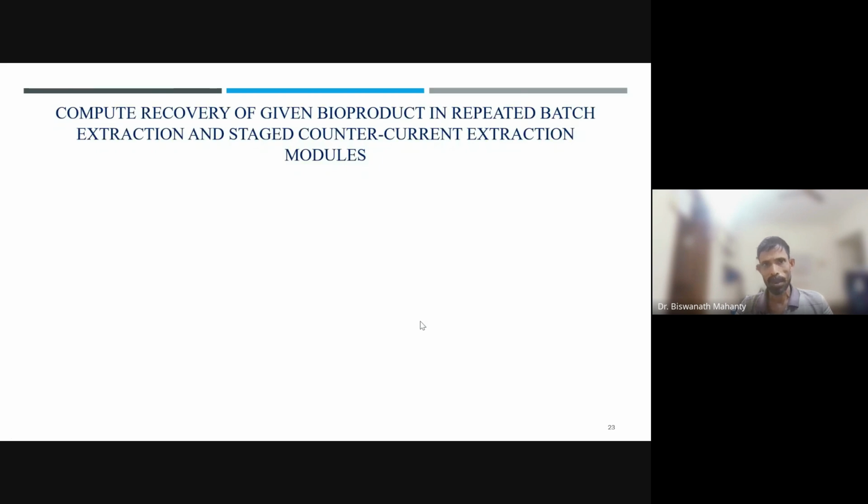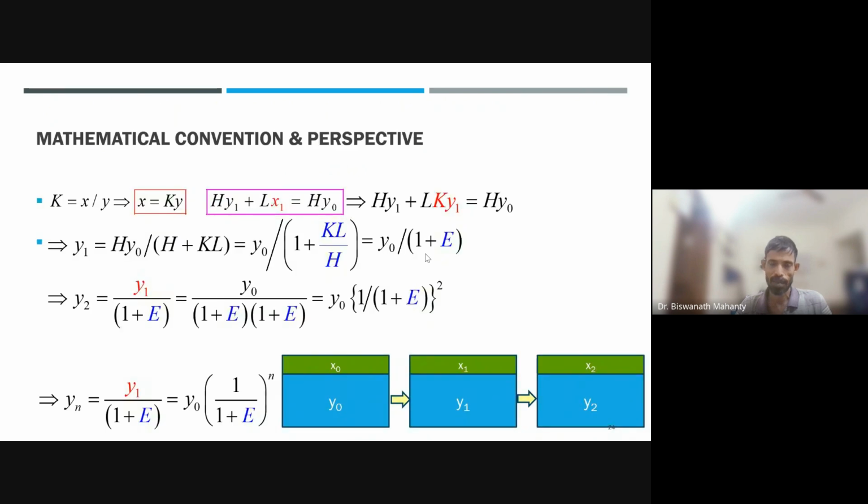And we can compute the recovery of given byproducts in repeated batch extraction and stage countercurrent extraction modules. So I'll be showing this time about the process. So essentially, a few mathematical conventions when I'm going to have extraction process in repeated manner. So first one is the partition coefficient, that is K equal to X by Y, and mass balance, because initially at the first stage I'm having X0 and Y0 here.